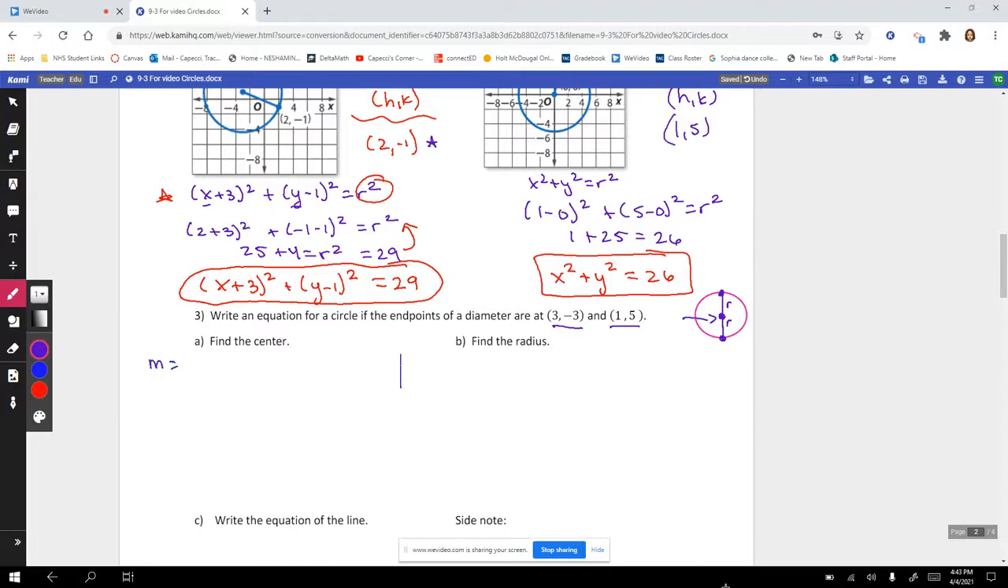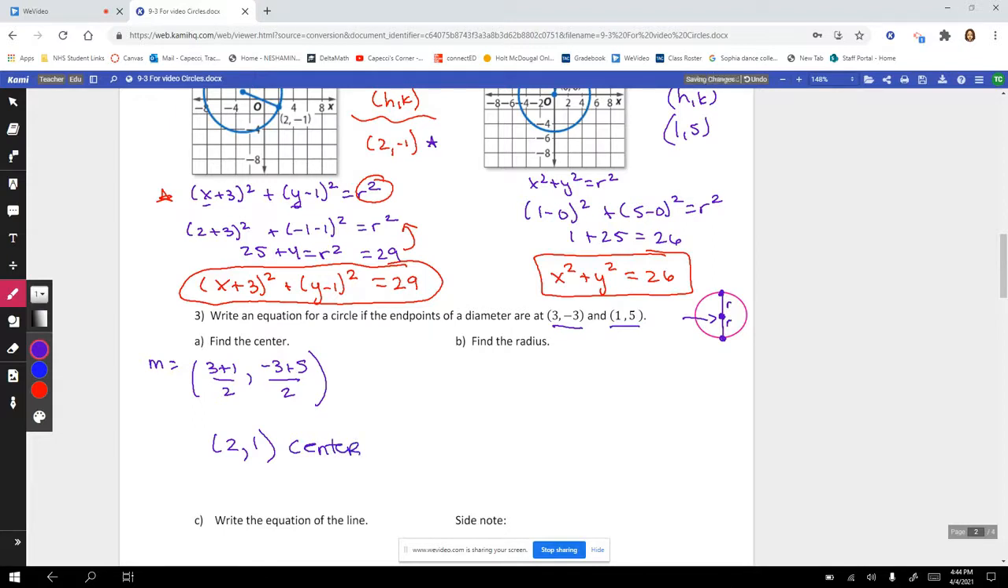I'm going to go back to these points, and I have 3 plus 1 divided by 2. That's going to be my x value. And my y value is going to be negative 3 plus 5, also divided by 2. I want the midpoint. So 3 plus 1 is 4, divided by 2 gives me 2. Negative 3 plus 5 gives me 2, divided by 2 gives me 1. So that's my center.